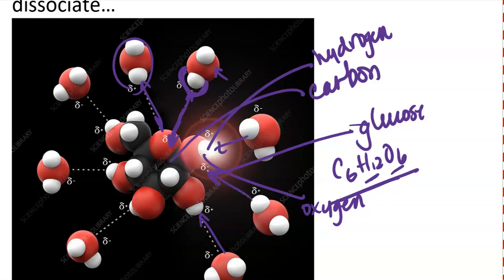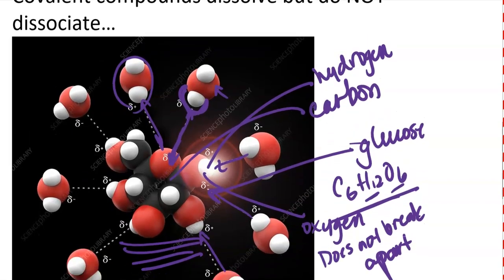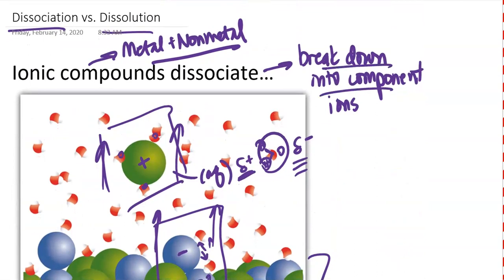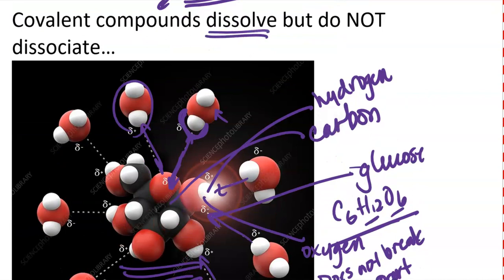And essentially what starts to happen is within the solid glucose, where you have multiple units of this glucose molecule, these water molecules will surround the whole thing and carry it away from the solid structure. But notice that the glucose molecule does not break apart. The water molecules surround the glucose molecule in its entirety. And so for that reason, we don't say that the glucose molecule dissociates, because if you remember, dissociation means breaking down into component parts or component ions. But we do say that the glucose dissolves.